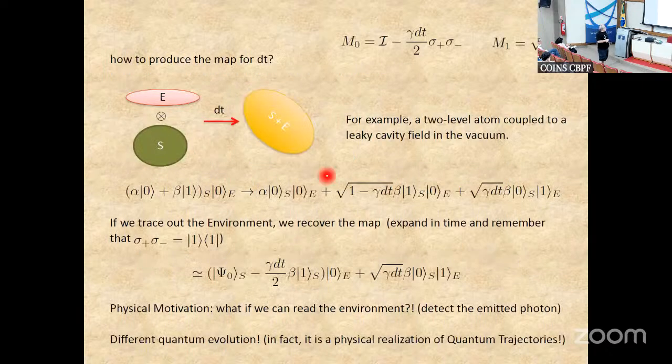And again, how to produce a map for dt. I can take my two-level atom, I can couple it to a leaky cavity, for example, in the vacuum. And in this way, if I start with this qubit here in this state, and my environment is in the vacuum, after a small amount of time, either nothing happens because my qubit in level 0 doesn't emit, or I have a probability of staying where it is, and I have a probability of emitting, and then there is one photon in my environment, and if I trace out the environment, I recover the map. So this is one way.